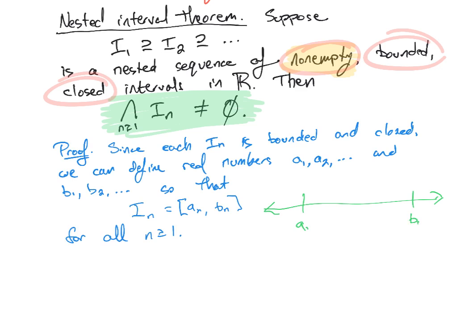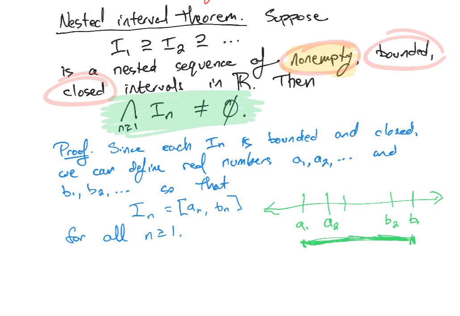That would be a picture of the first interval I1. It goes from A1 to B1. Now they're nested decreasing. So A2 is going to be to the right of A1, and B2 is going to be to the left of B1. But I really mean weakly to the right and weakly to the left. The proper way to say this would be A2 will not be to the left of A1. A2 could equal A1, right?